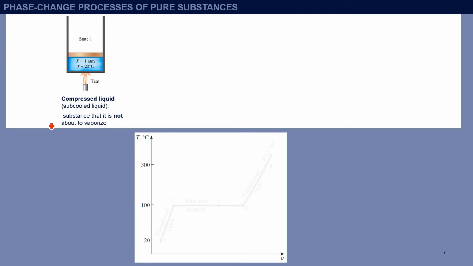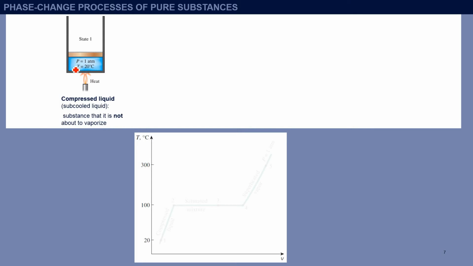So let's consider a volume of water in a piston cylinder device, and let's assume that volume of water is at, let's say, 20 degrees Celsius, and the pressure around the piston cylinder device is 1 atm, and the piston is not heavy, it's a light piston, so the pressure inside the cylinder is also 1 atm. So at this point we have liquid water.